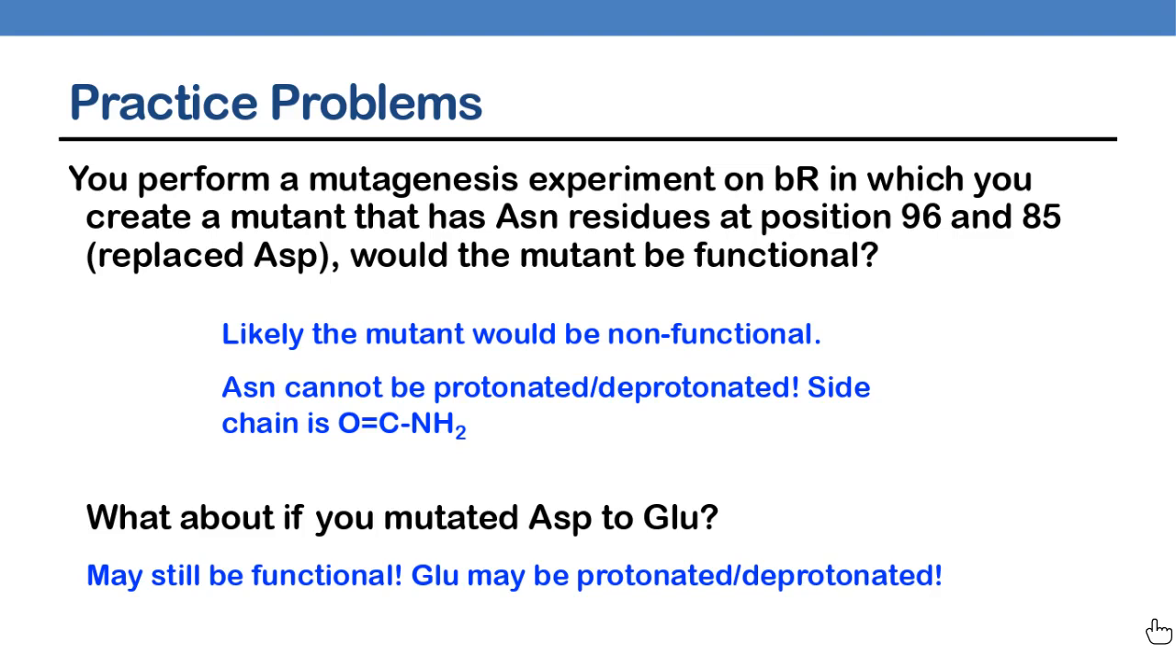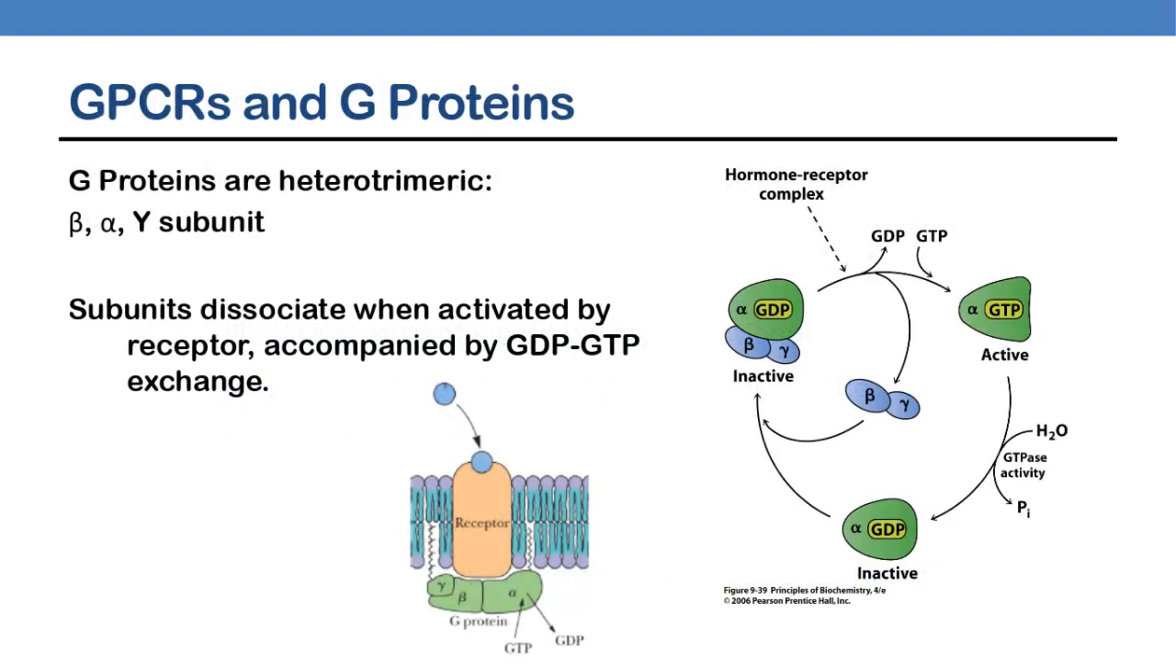Okay, we are getting into GPCRs and G proteins. All right, G proteins, heterotrimeric. So we have the alpha, beta, and gamma subunits. You guys are all so supportive in the chat. I love this. Okay, this is going to be bound to our GPCR. So the subunits are going to dissociate when they're activated by the receptor binding.